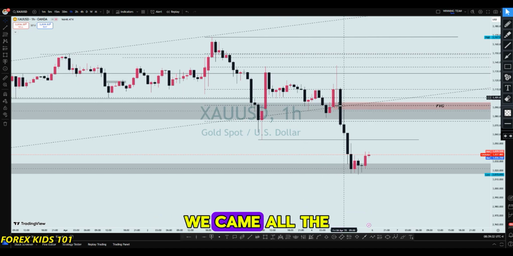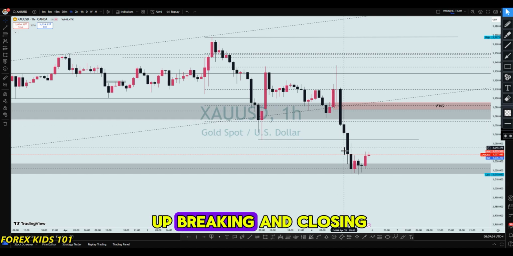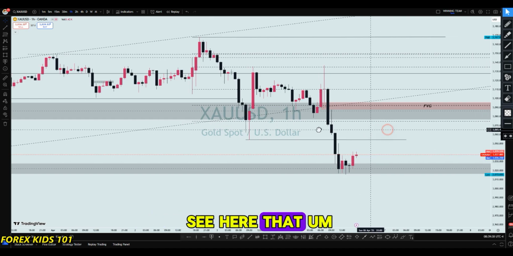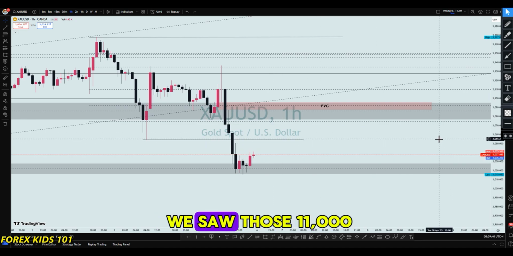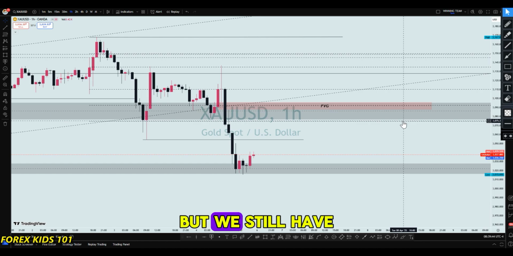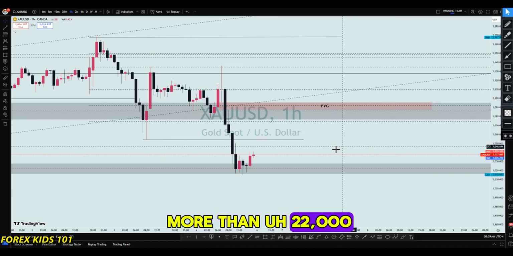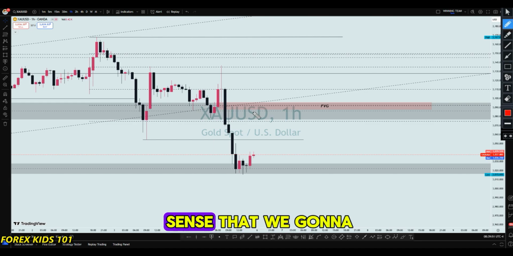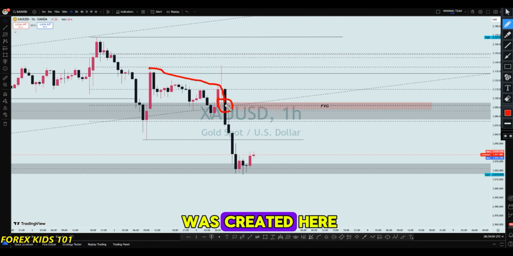We came all the way down, and then we ended up breaking and closing all the way down here. So now we can see that there's a reason why we saw those 11,000 added on the buying side positions, but we still have more than 22,000 selling positions. Now it does make sense that we're going to be looking for these orders which are here. You can see all this liquidity which was created here.